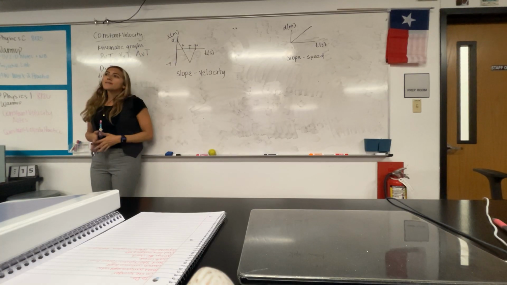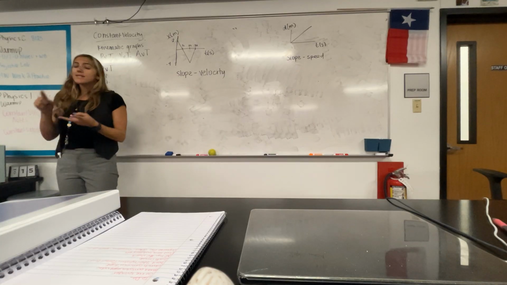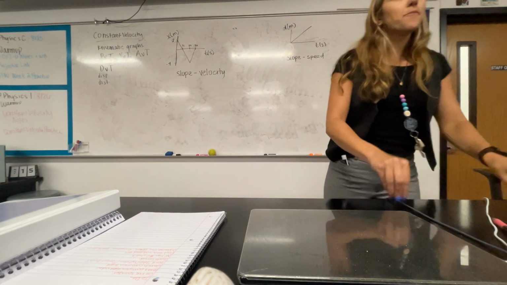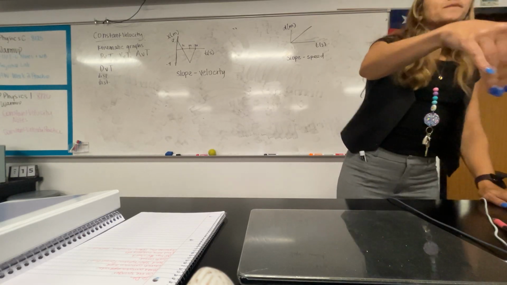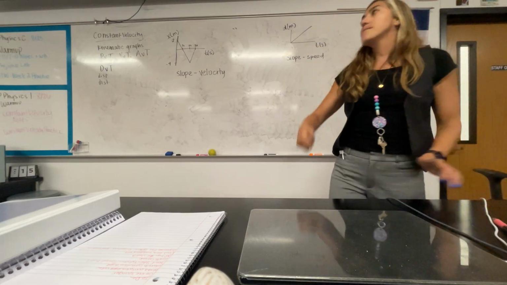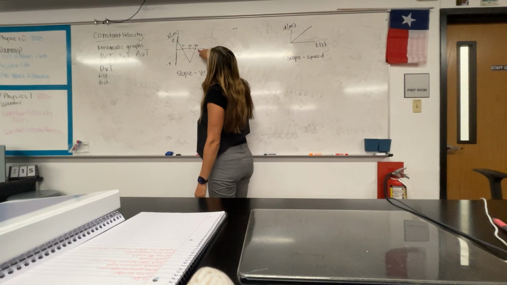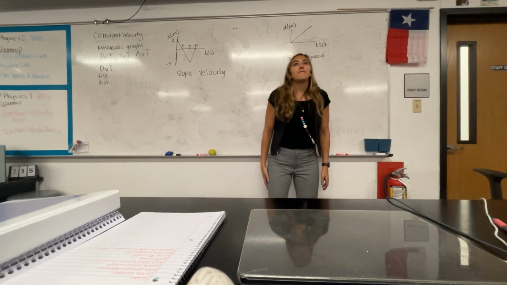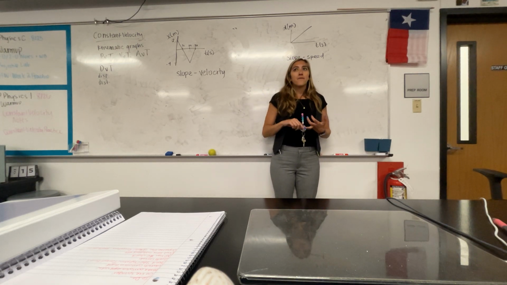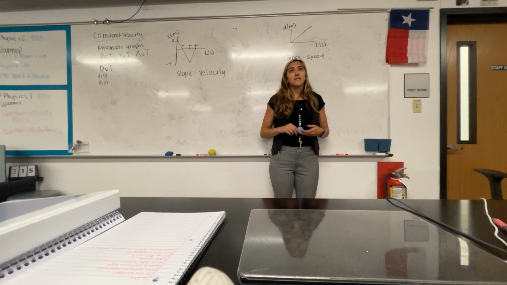What else can I tell about that velocity? Is it changing or is it the same the whole time? It's the same because the slope is the same, right? The slope is constant, so the velocity is constant. Awesome. Right? What about from 2 to 3 seconds? What kind of velocity do I have there? Positive and constant, right? Positive and constant.